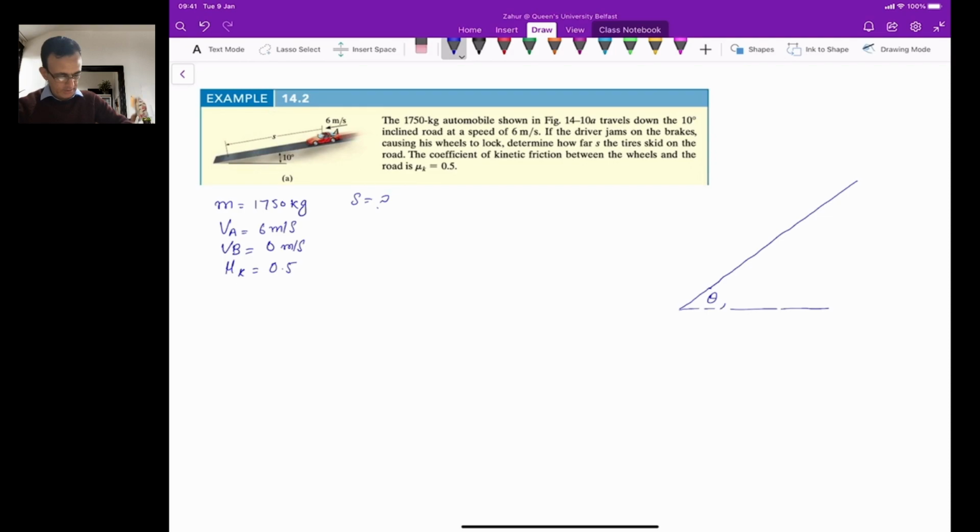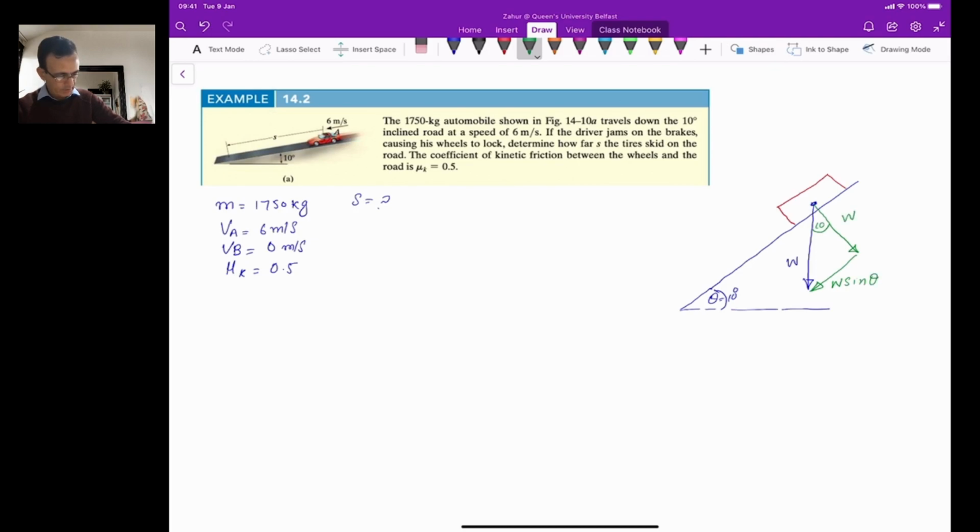So this is our angle theta, which is given as 10 degrees. And if you consider this our car, the weight is in this direction here, and it can be split into two components: one normal to this plane and one tangent to the plane. So this is our W, and this angle is 10. This angle is also 10 here, and then this will become W sine theta, and this will become W cos theta.